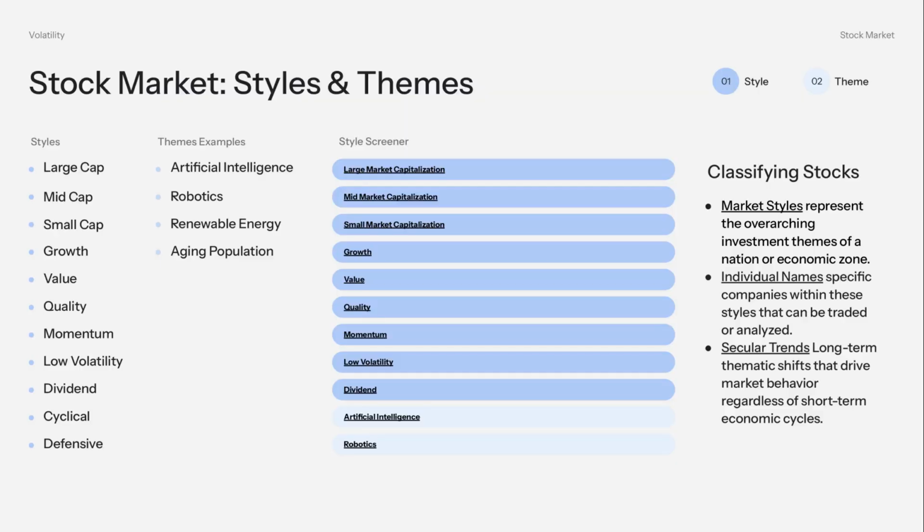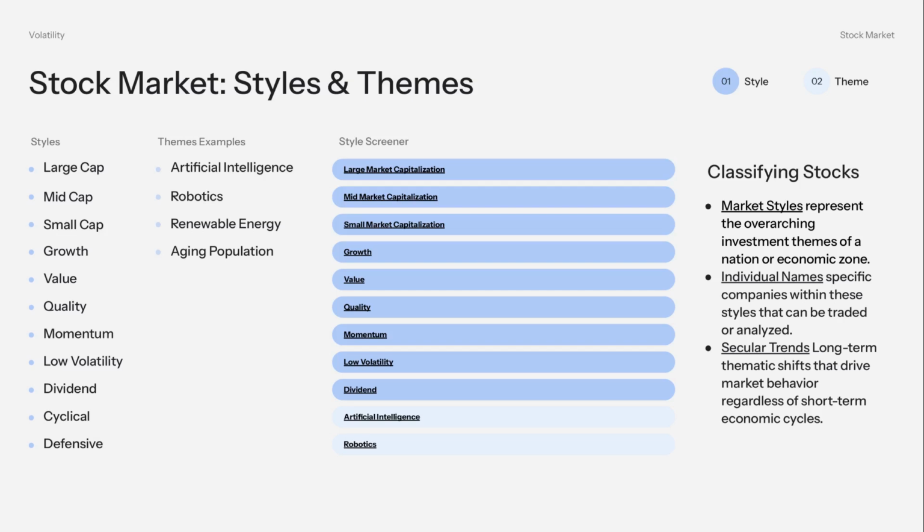Slide 8. Stock market, styles and themes. Market styles represent the overarching investment themes of a nation or economic zone. Individual names are specific companies within these styles that can be traded or analysed. Secular trends are long-term thematic shifts that drive market behaviour regardless of short-term economic cycles.